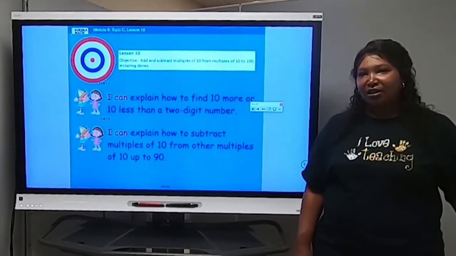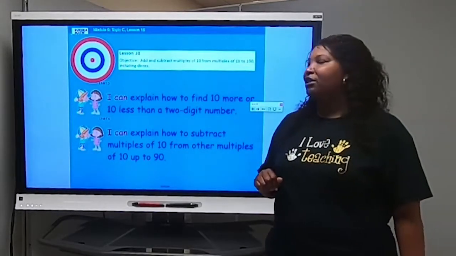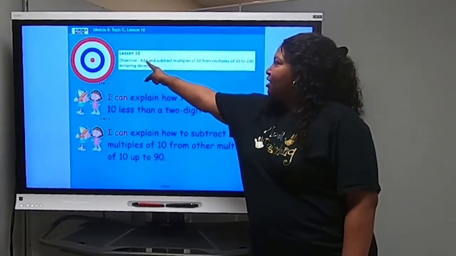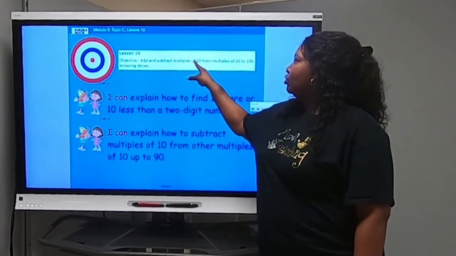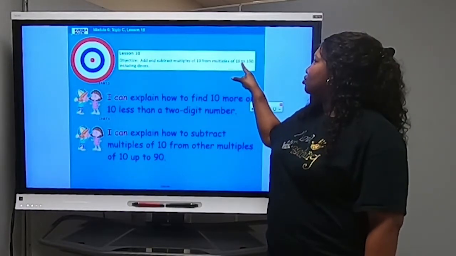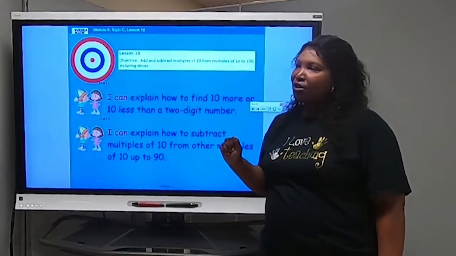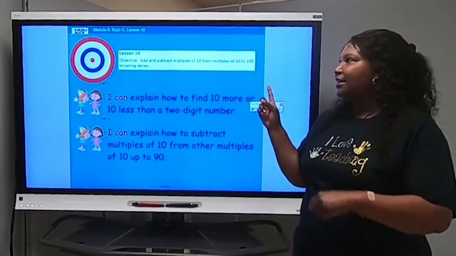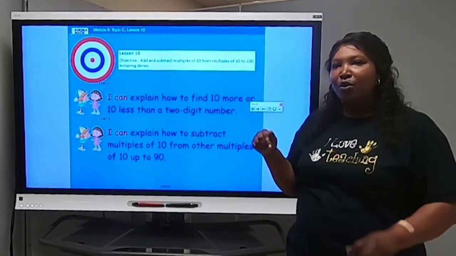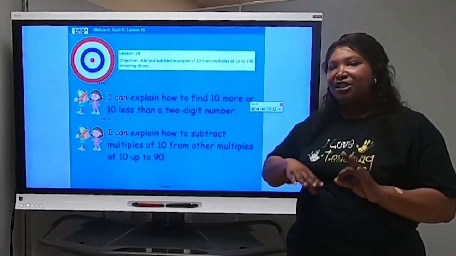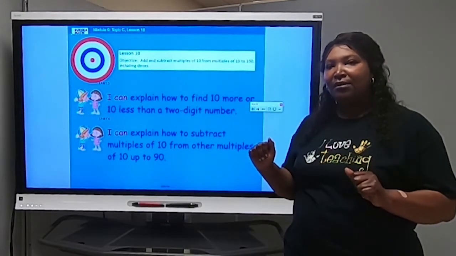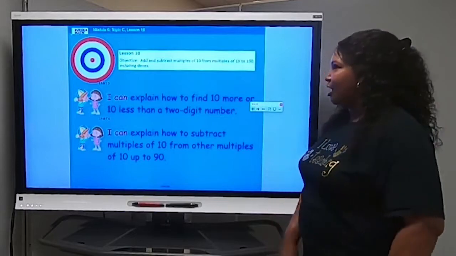Let's start with our objectives. It's always important to know what we're going to be learning. Okay, our objective is we're going to add and subtract multiples of 10 from multiples of 10 to 100, including dimes, okay? So as we go back and review Lesson 9, remember, we know that one dime is equal to how many pennies? Not 9. Good. I almost said 9.